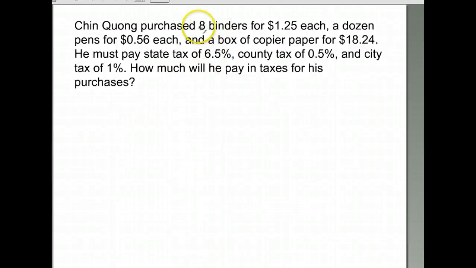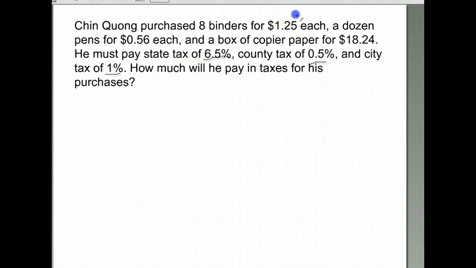Okay, so this example says that Xing Wao purchased 8 binders for $1.25, a dozen pens for 56 cents each, a box of copier paper for $18.24. He has to pay 5% state tax, 0.5% county tax, and 1% city tax. How much will he pay in taxes for his purchase?